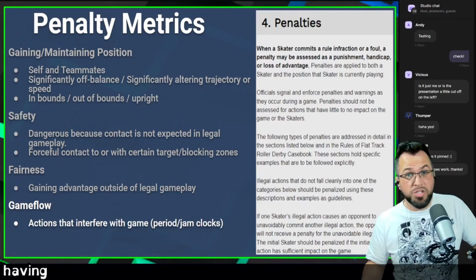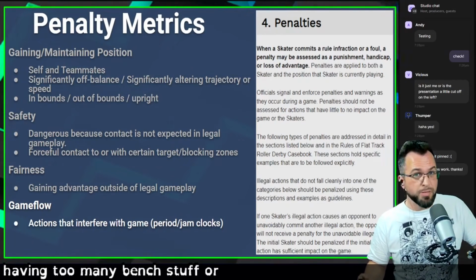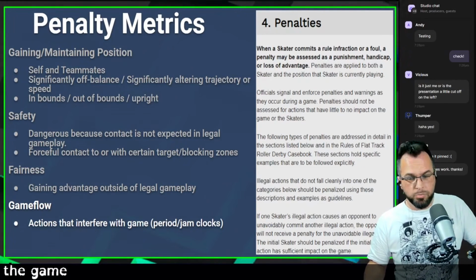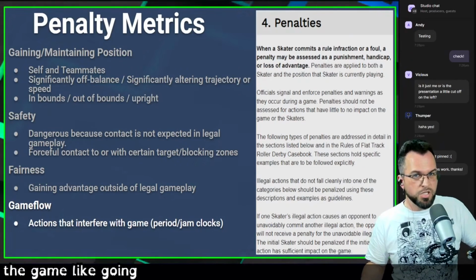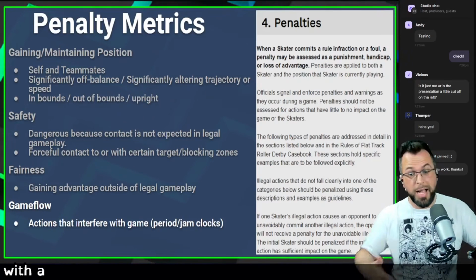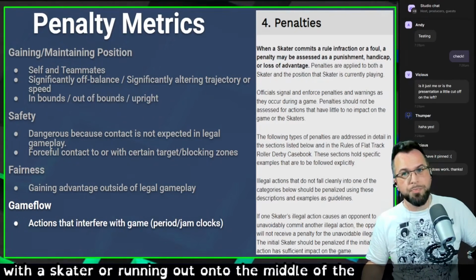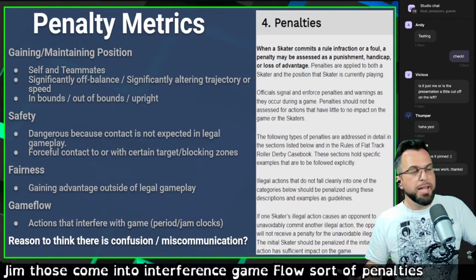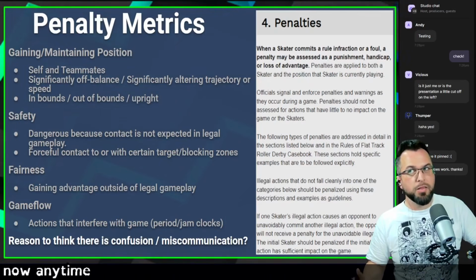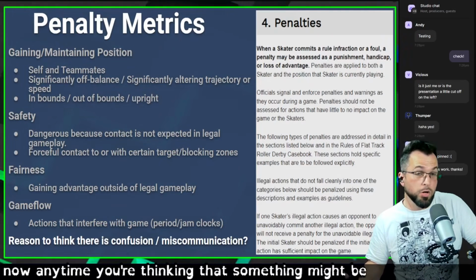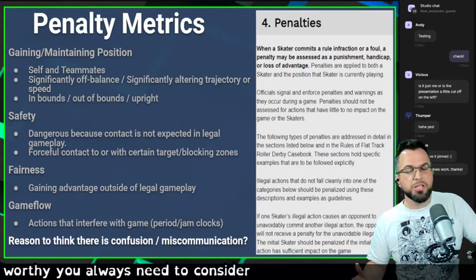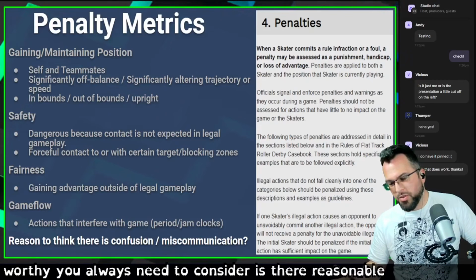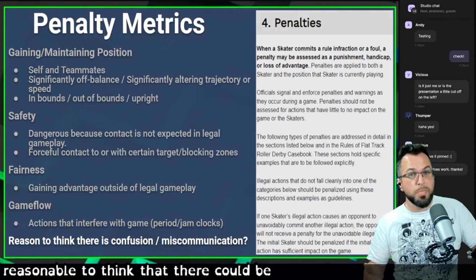Having too many bench staff, or bench staff themselves interrupting the game, like going fully into the penalty box and communicating with the skater, or running out onto the middle of the track during the jam. Those come into interference, game flow sort of penalties. Now, anytime you're thinking that something might be penalty worthy, you always need to consider, is it reasonable to think that there could be confusion or miscommunication?